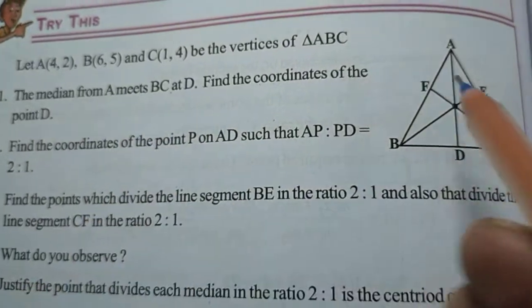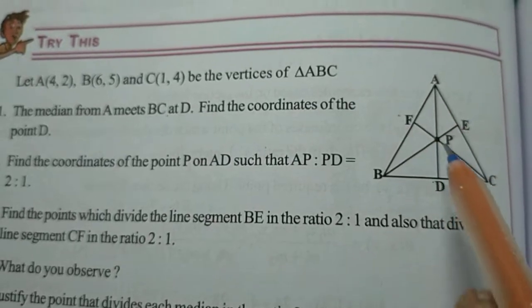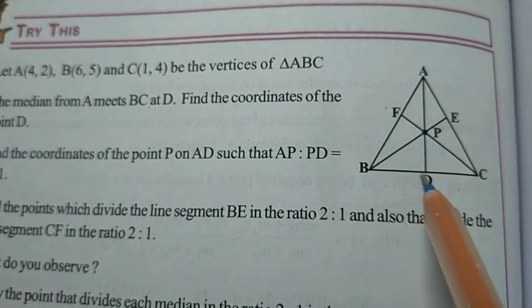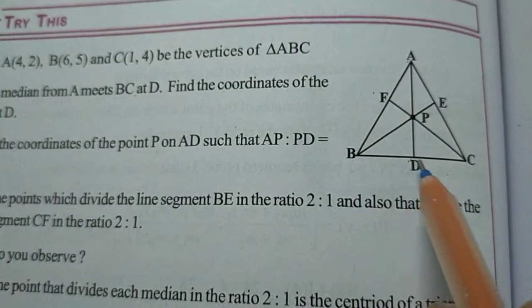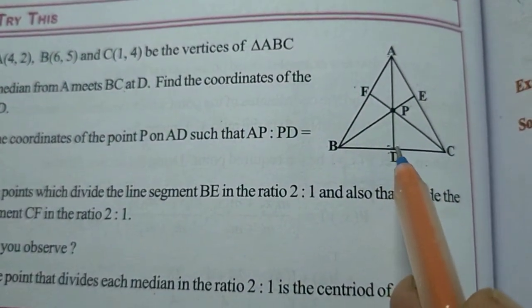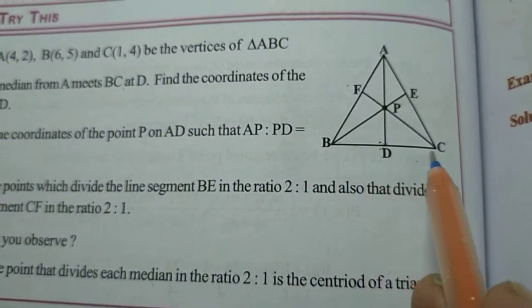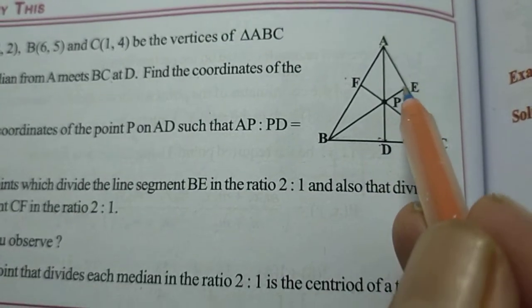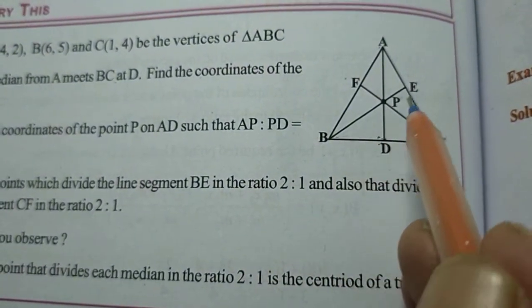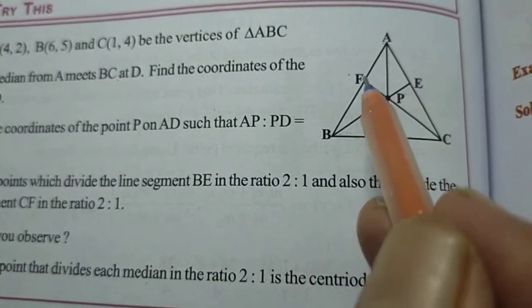The medians of the triangle are AD, BE and CF. Median means a line drawn from a vertex to the midpoint of the opposite side. This is the opposite side, and this is the midpoint. AD is a median, BE is a median, CF is a median. So D is a midpoint, E is a midpoint, F is a midpoint.